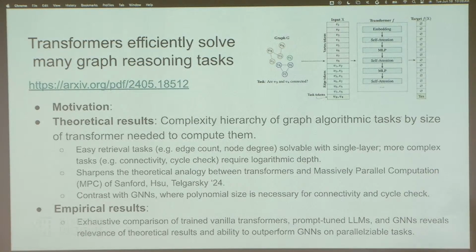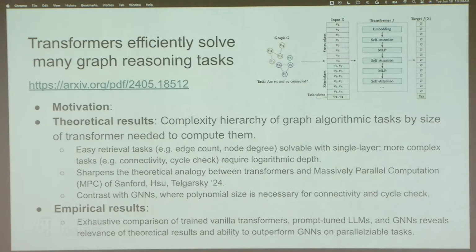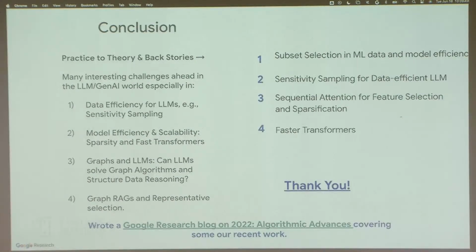It's also interesting to observe what type of graph algorithmic problems can be solved, like cycle check, connectivity, edge count, node count, with what type of transformers or with what length. For example, what we observe is that for some problems, you need at least logarithmic depth, and so on and so forth. So I guess I'm going to wrap up now. Thank you.